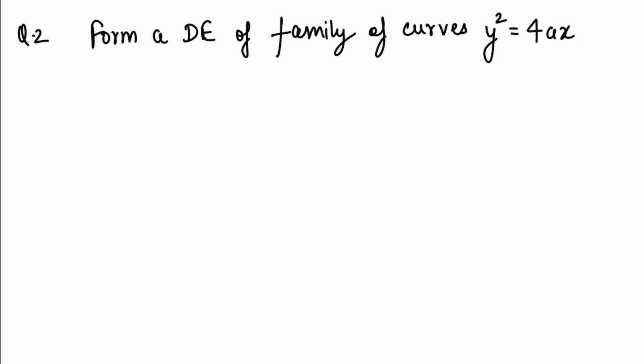Now in this question you have to form a differential equation of the family y square is equal to 4ax. So you will write this equation. Here our aim is to eliminate all the constants. There is this one constant, which means you have to differentiate it one time only. So differentiating with respect to x, you have to eliminate the constant here.